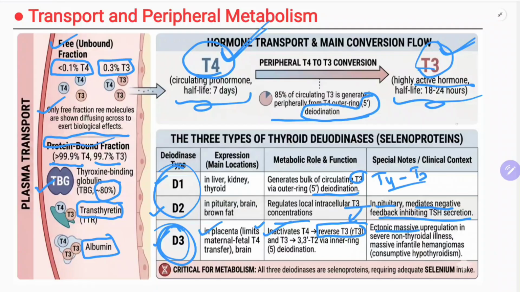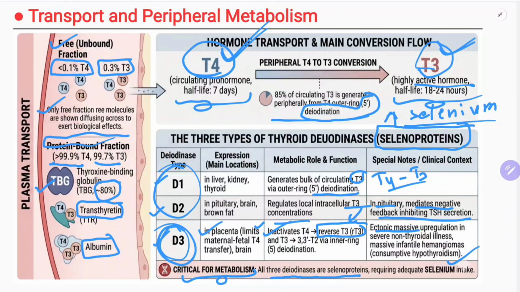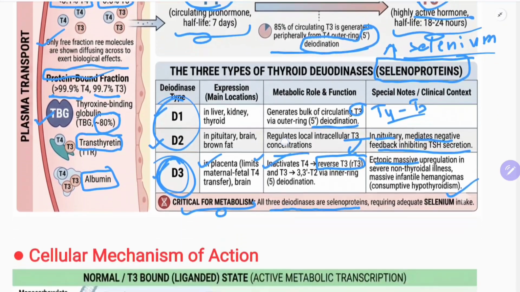One important thing to remember is that all these deiodinases are selenoproteins, meaning they require selenium, a micronutrient. This is critical for metabolism. All three deiodinases are selenoproteins. When there is selenium deficiency, the patient will have peripheral resistance. Why? Even though the thyroid gland is secreting the hormones properly, T4 is not converted to T3 because of inactivation of the deiodinase enzyme.